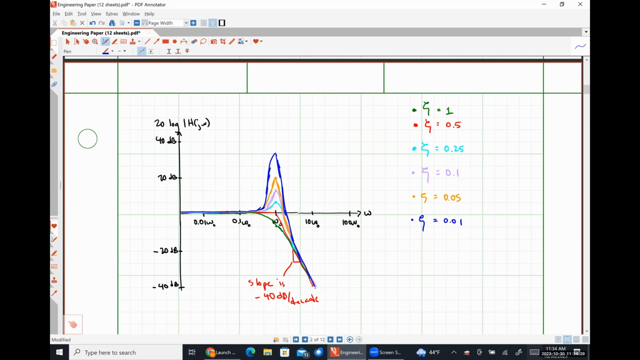We're going to talk about a thing called the quality factor of resonant circuits in class on Wednesday. Effectively, what we're going to see is that zeta and the quality factor are inversely related to each other. So systems that have a very high Q value, quality factor, have very narrow bandwidths.